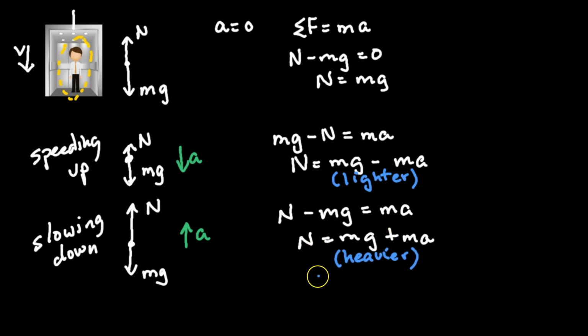And remember that how we feel heavier or lighter has to do with the normal force that's acting on us. And also note that whenever the acceleration is downward, we feel lighter than normal. And whenever the acceleration is upward, we feel heavier than normal. And this is true whether the elevator is going down or the elevator is going up.